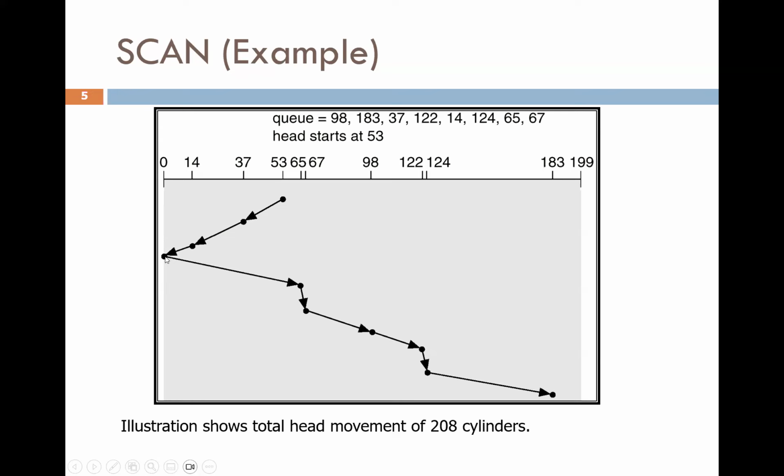Once it reaches the end, that is 0, which is one end of the disk, it reverses its direction and reaches the opposite end, and while doing so it services whichever requests are coming in between. You can see it like this. This illustration shows the total head movement of 208 cylinders.